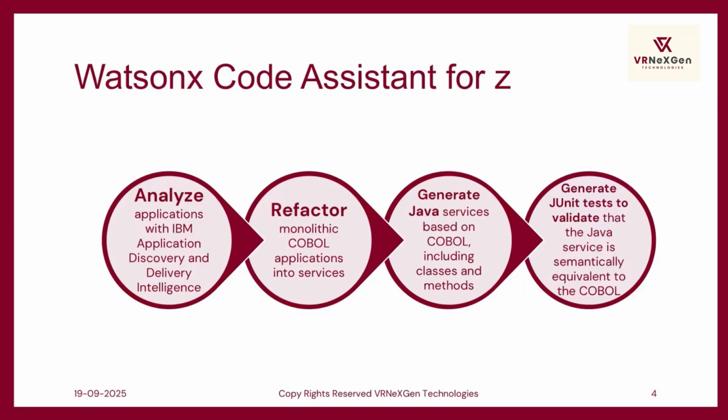Watsonx Code Assistant for Z is a new generative AI assisted product that helps to accelerate mainframe application modernization. It enables enterprise agility and increases developer productivity throughout the application development lifecycle. So this works in four different phases.